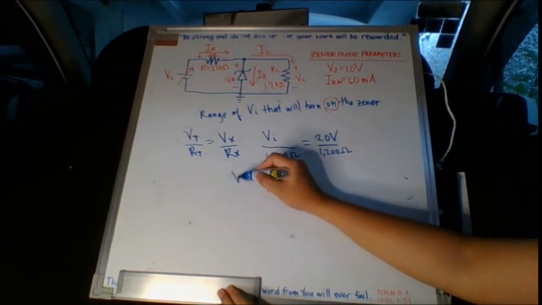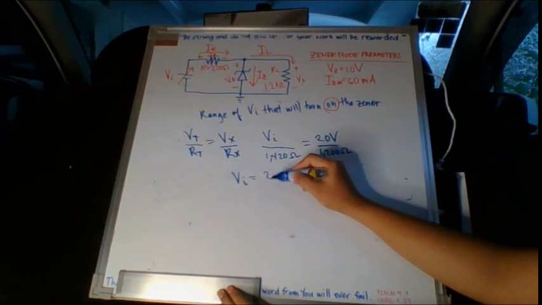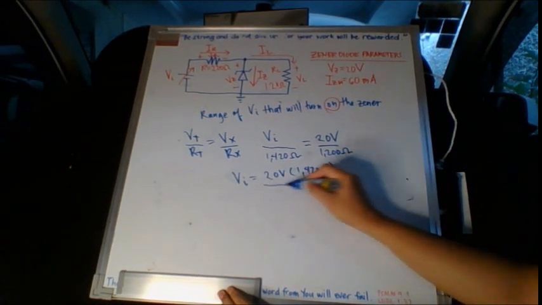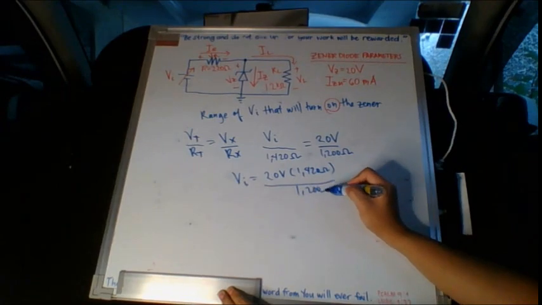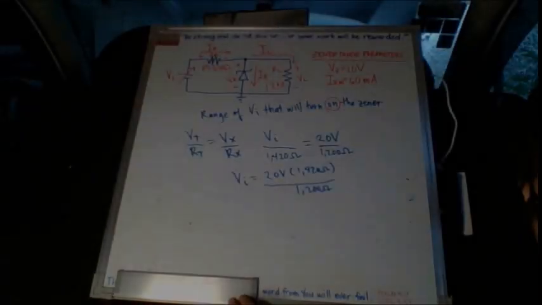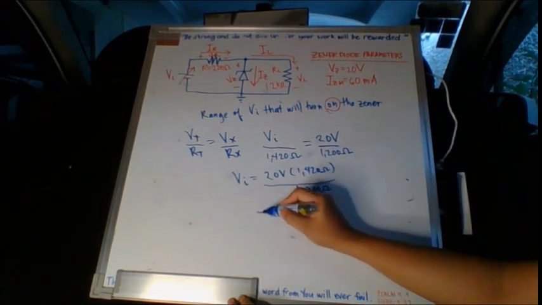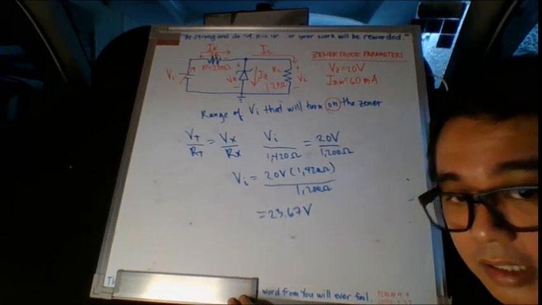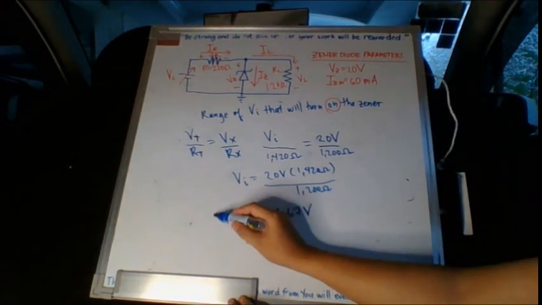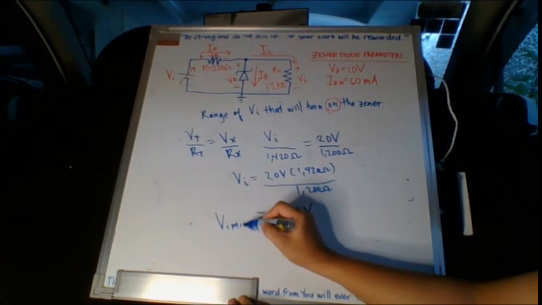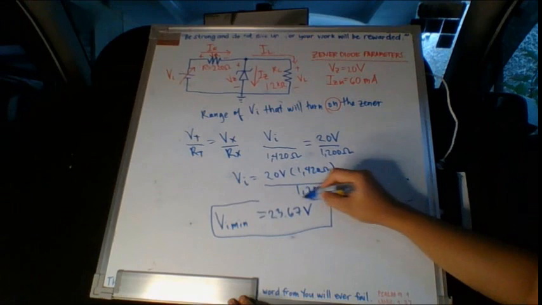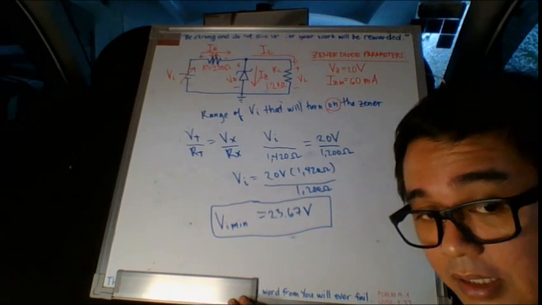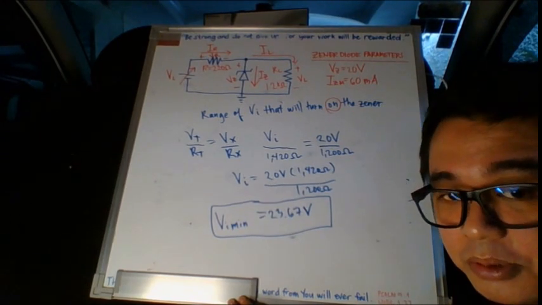Rearranging the equation, we have V sub I equals 20 volts times 1,420 ohms divided by 1,200 ohms. This is now equal to 23.67 volts. Ang tawag sa value na nasolve natin na yan ay ang ating minimum input voltage or ang ating VI min. Ang pinakamababa na input na tatanggapin ng ating circuit para mag-regulate yung ating Zener diode.